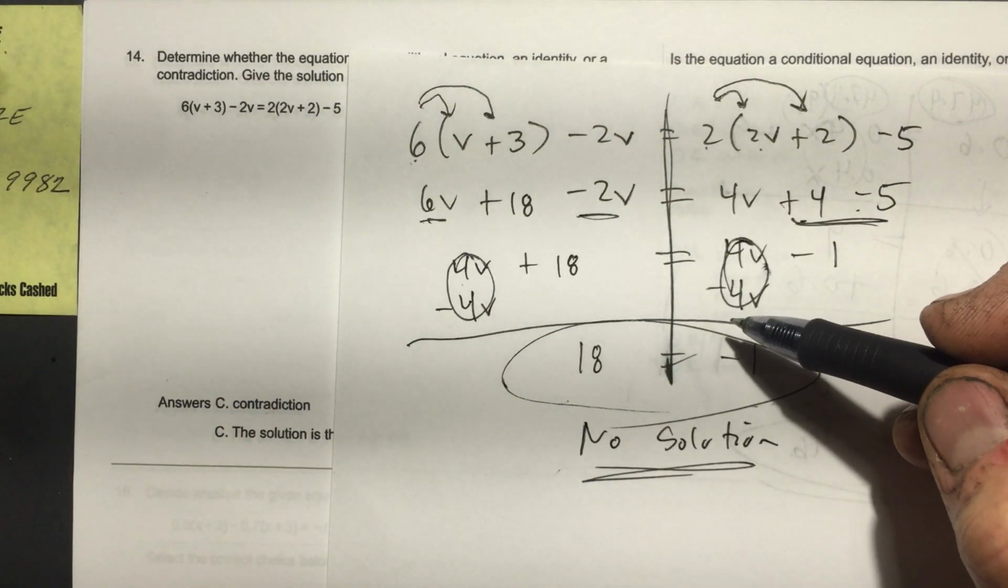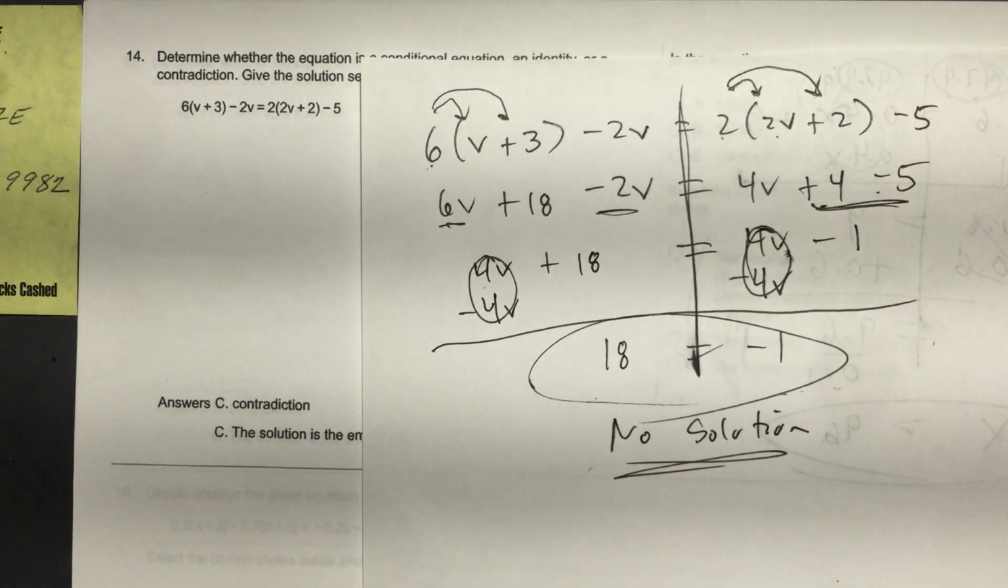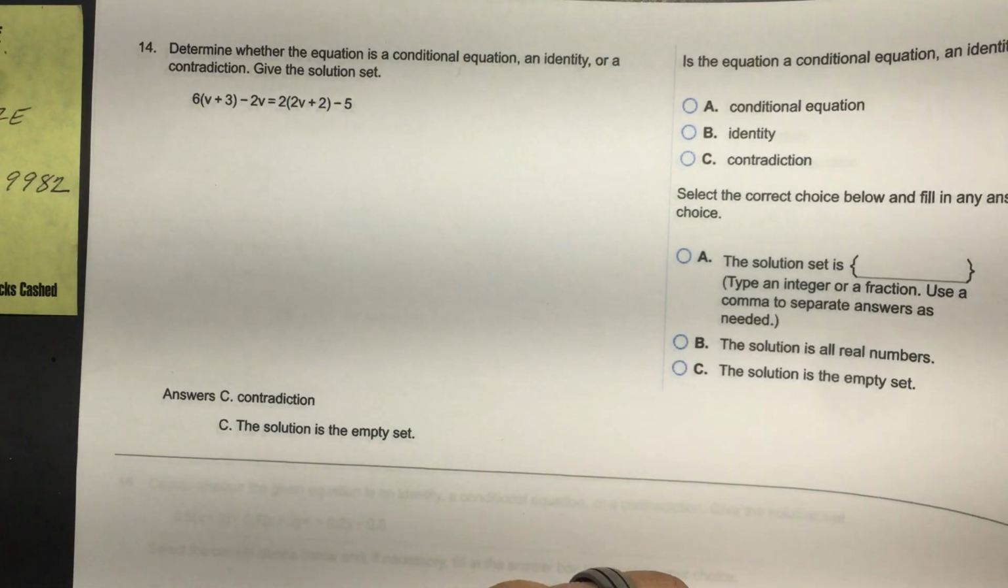Sometimes the problems we have don't have solutions. And that's what we have right here. So this is what we call a contradiction. There's no solution. Okay?